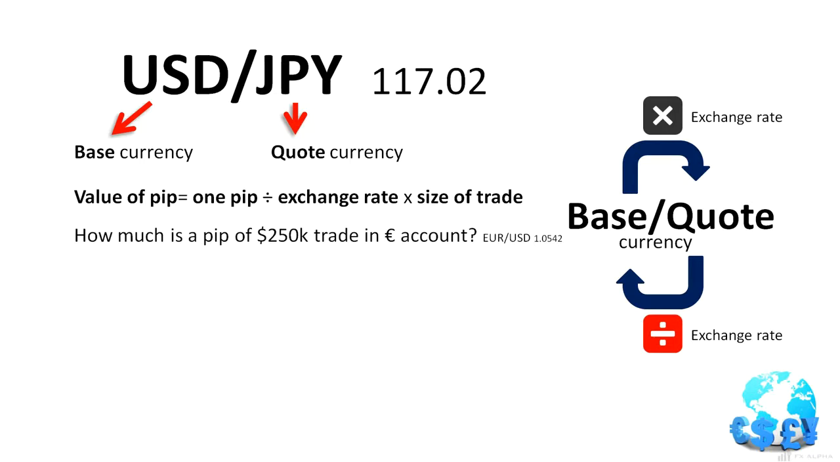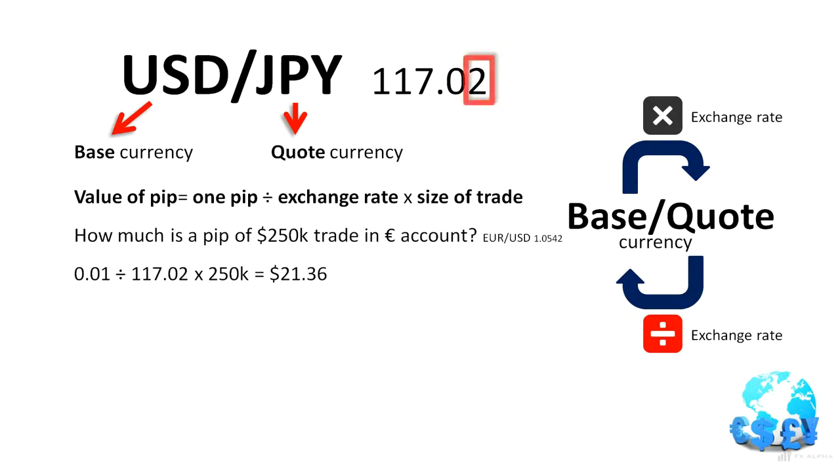$250,000 in a euro account? Same as before, we just have to plug in the numbers. 0.01 divided by 117.02, multiply by 250,000. The answer is $21.36. This time we are using 0.01, is because as mentioned before, for yen-based currencies, a PIP is the 2nd decimal place.